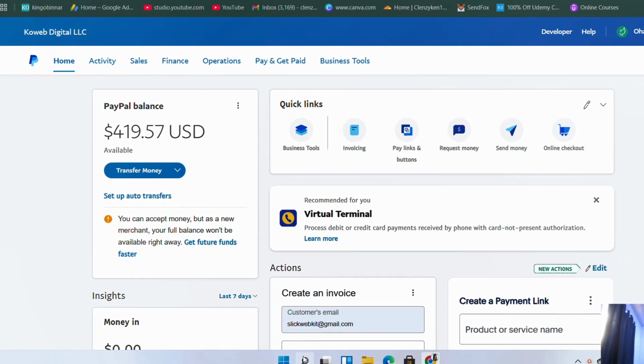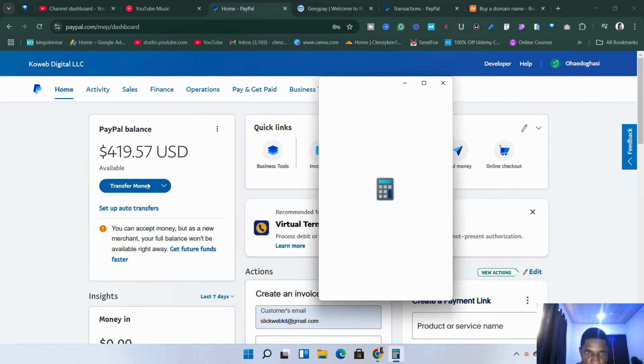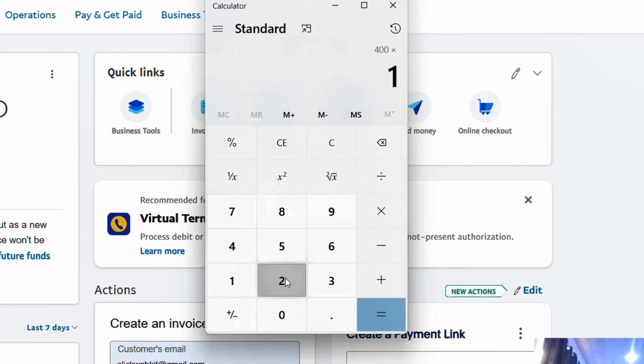So let's do a little mathematics so that you see exactly how this thing is actually very profitable. So I'm going to open my calculator right here. Let's say I have $400 right here, and I multiply that by, let's say I bought this for 1.2. That will give us 480,000, which is what you pay the person. Now that same $400, if you multiply it by 1.6, you're going to see that you get 640,000 naira. Now if you say 640,000 minus 480,000 naira, that will give you 160,000 naira profit.